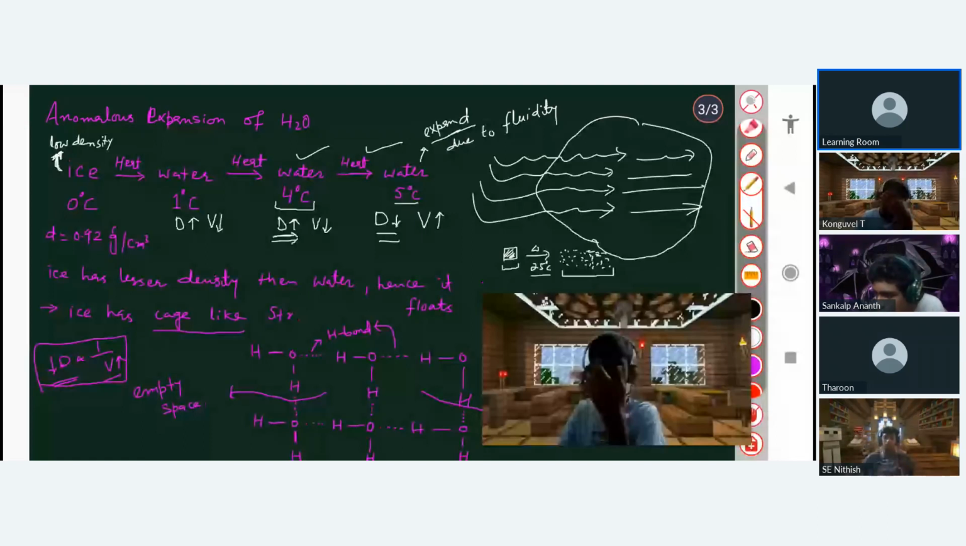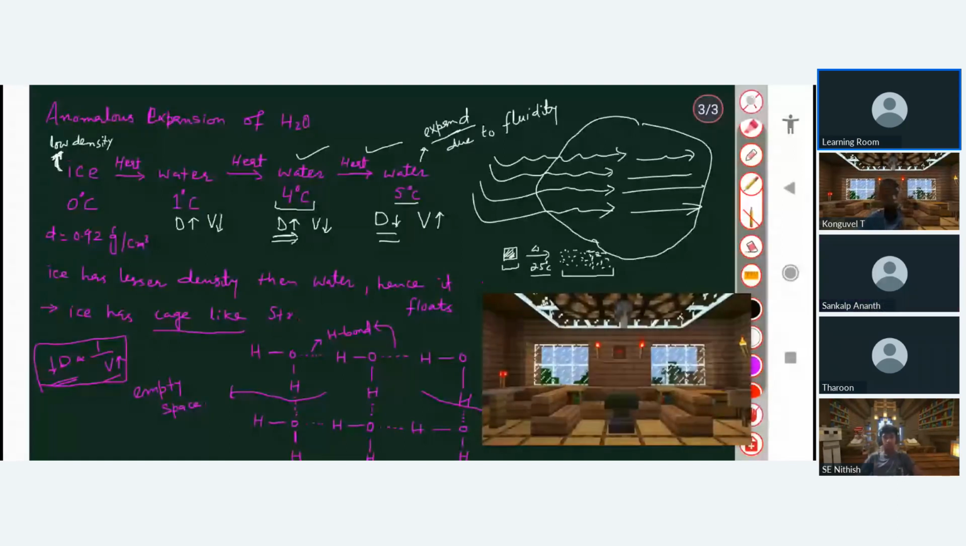After 4 degrees Celsius, what happens? Water will expand now. There is anomalous behavior, anomalous expansion. It is actually because of fluidity. Water will show fluidity, it will flow now. When water flows, it will occupy more and more space, so volume is very high. When volume is very high, density will decrease. So that is why water has maximum density at 4 degrees Celsius. Got it?